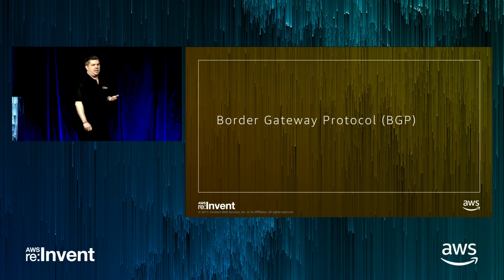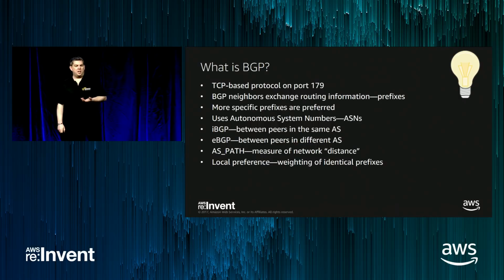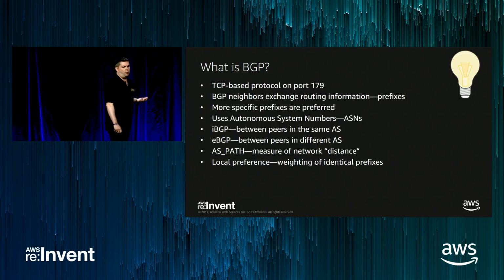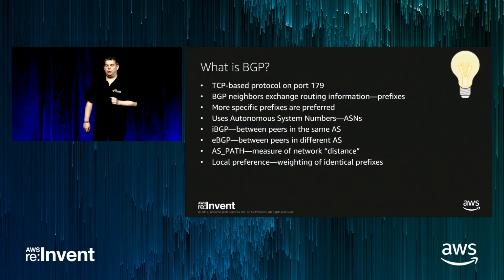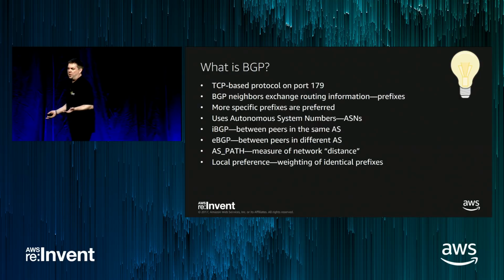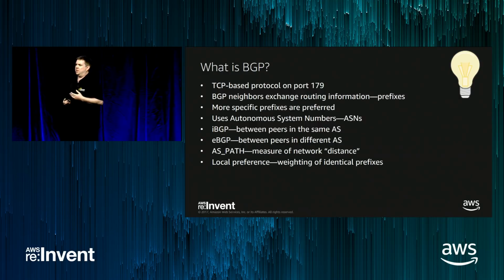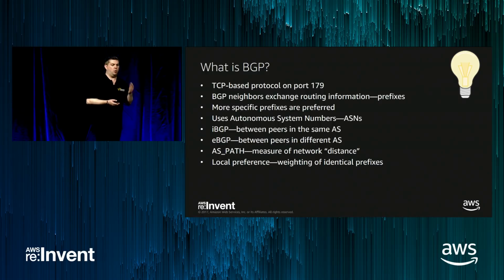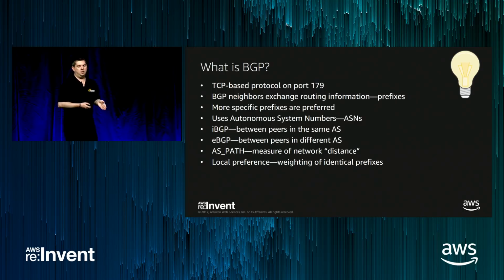So BGP is clearly a very important piece of Direct Connect. So just a quick reminder, what is BGP? Well, BGP runs on port 179 across this virtual interface, across that VLAN that we've defined. BGP neighbors on each end of the connection exchange routing information. And in terms of what paths we prefer, this is the start of making that decision. We will always prefer the most specific path that we have to an IP address.